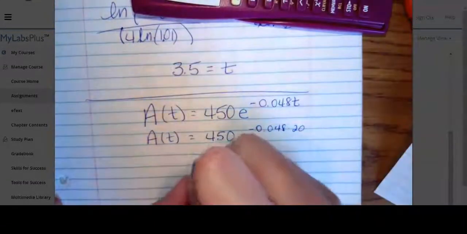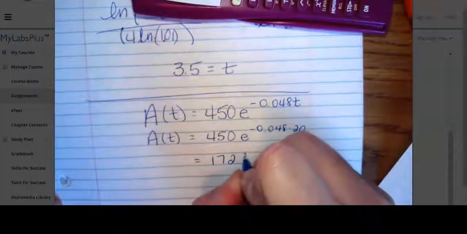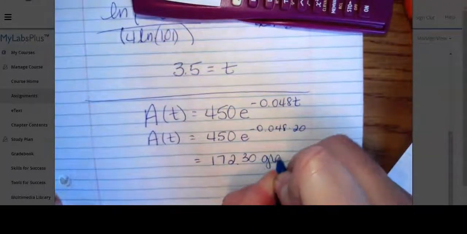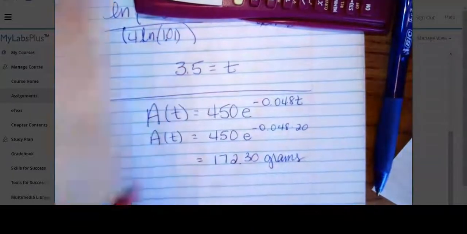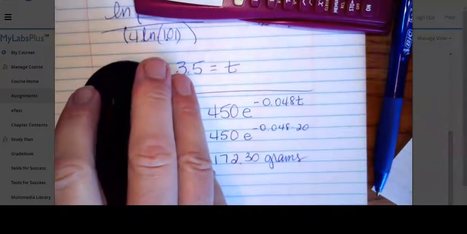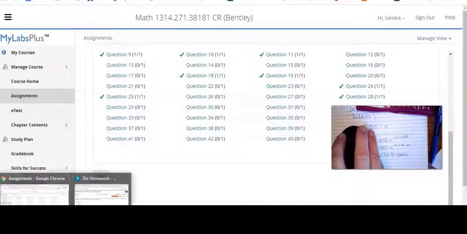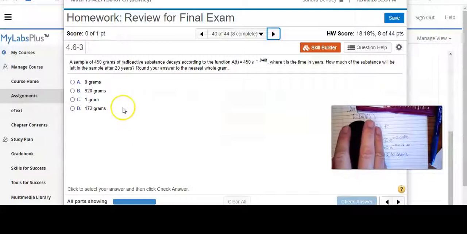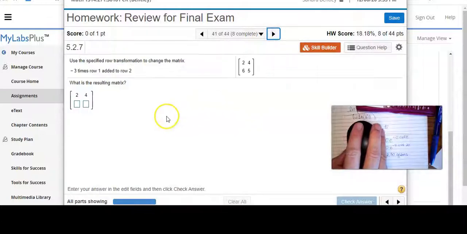So I should have 172.3 grams left in my sample after 20 years. Okay, so what do I have? 172. There it is, right there. I'm trying to get this all in last video.